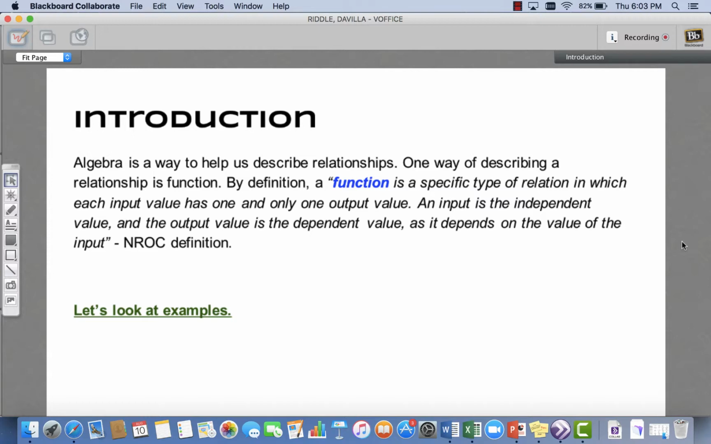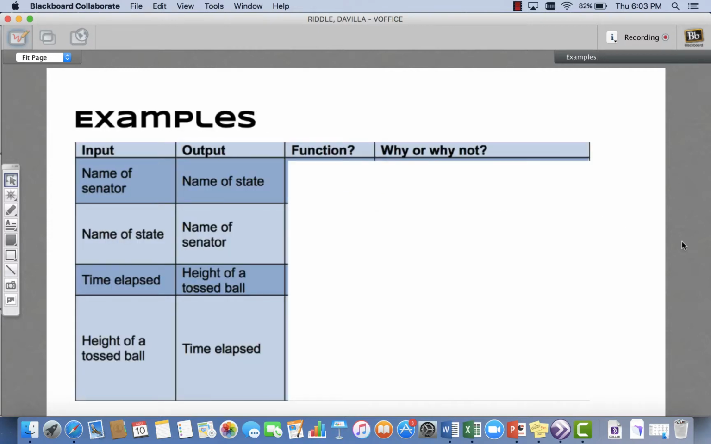The input value is the independent value, and the output value is known as the dependent value, so the values actually depend on each other. So that's what NROC has given us to use as our examples. So here, just a few examples. What if we had the name of a senator as our input value, and the name of the state as our output value? Do you think that's a function?